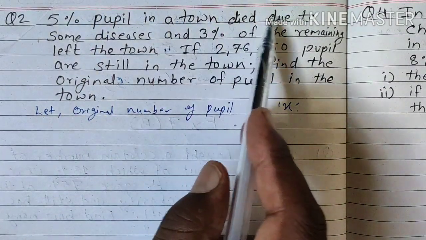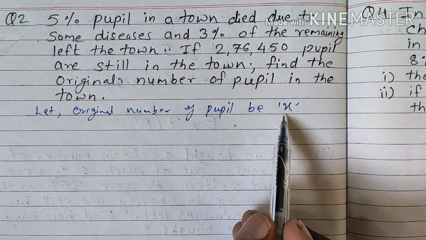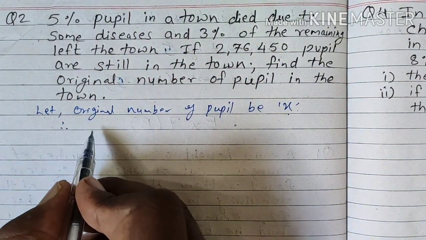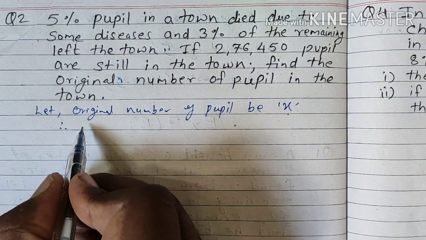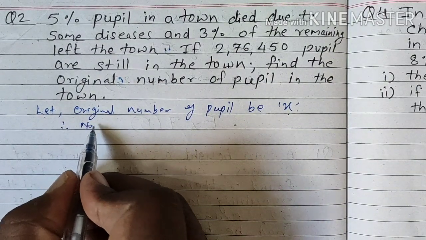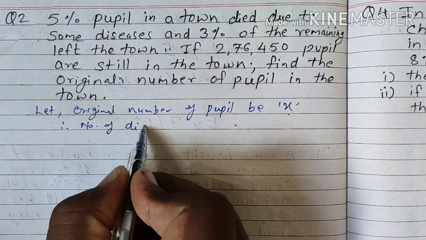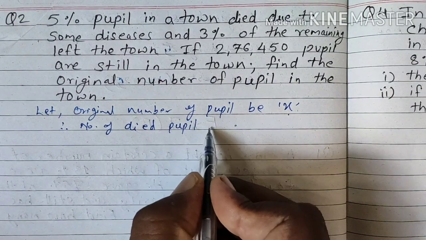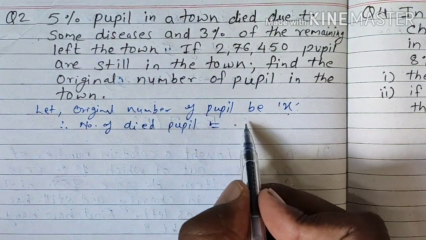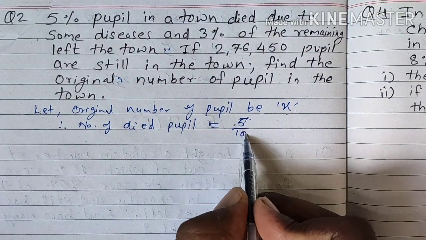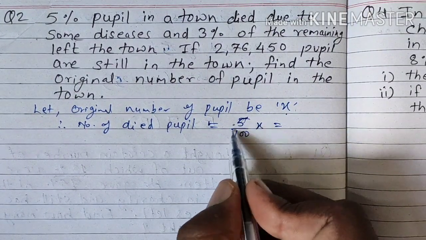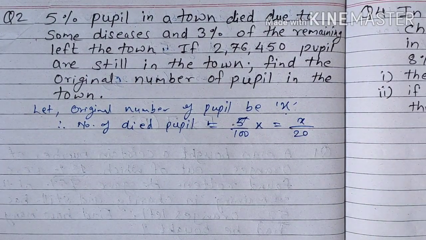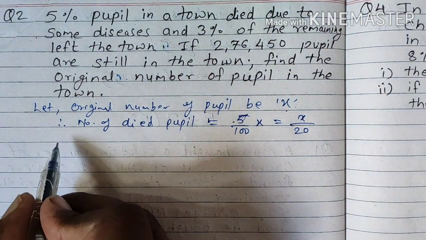Okay. Now what they are saying? 5% of people in the town died due to some diseases. So out of X, 5% people died. So let us find out the number of died people. It is 5% of X. So 5 ones are 5, 5 20s are 100. So we can take X upon 20. The number of people died is X upon 20.